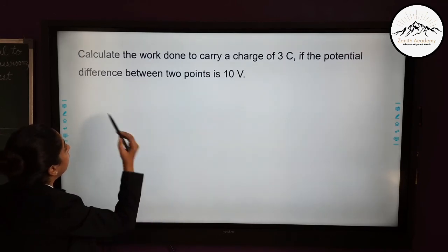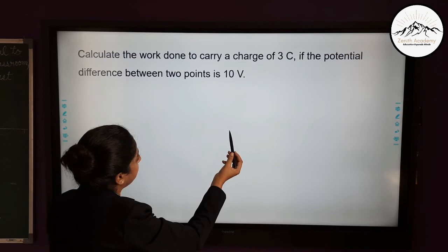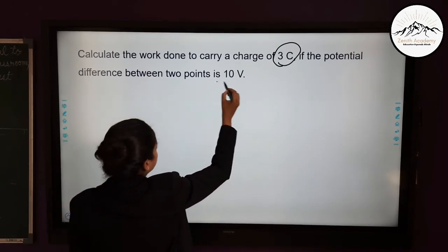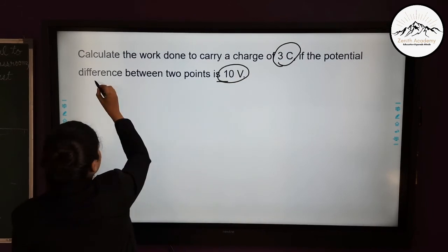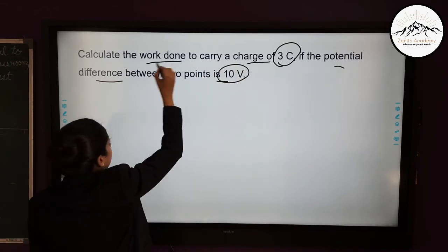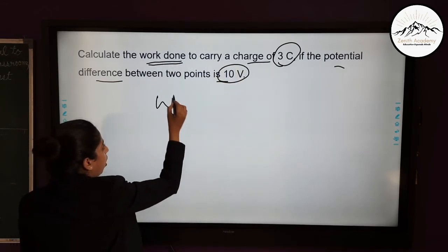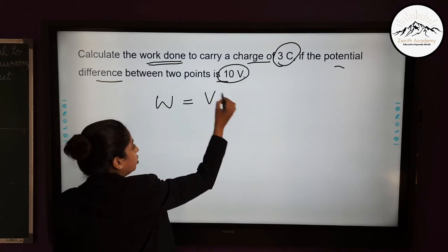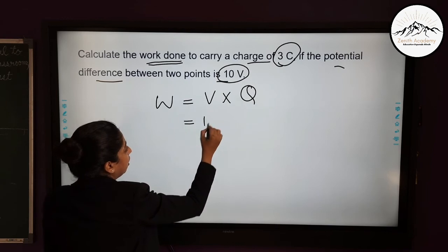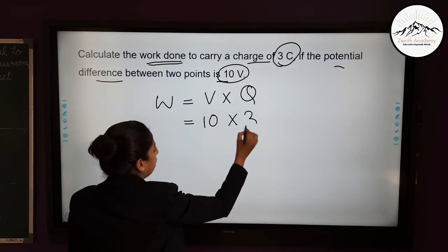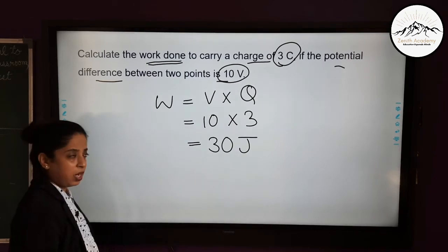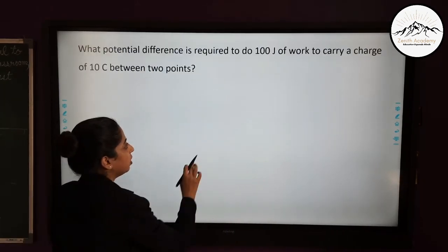Let's see the next sum. Calculate the work done to carry a charge of 3 coulomb if the potential difference between the 2 points is 10 volt. They have given potential difference and charge, and we are supposed to find work done. So we know work done is equal to potential difference into charge. So it will be 10 into 3, that would be 30 joules. Right, this is very easy. Now let's see our next sum.